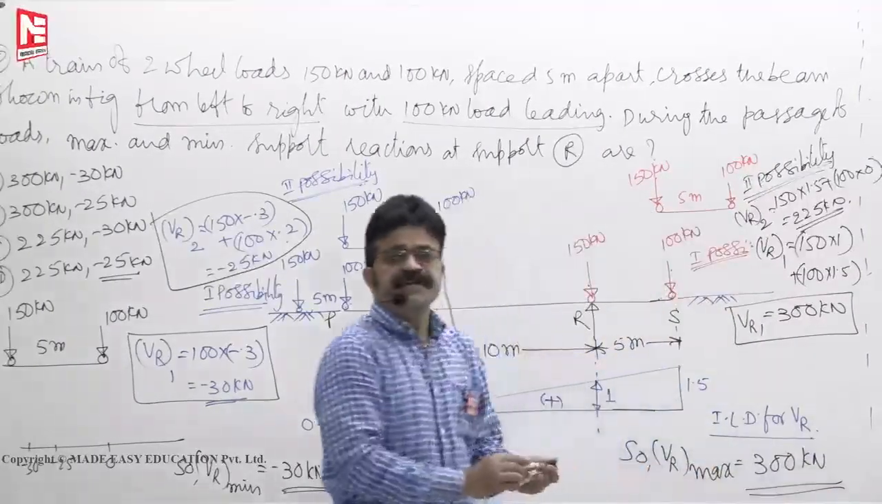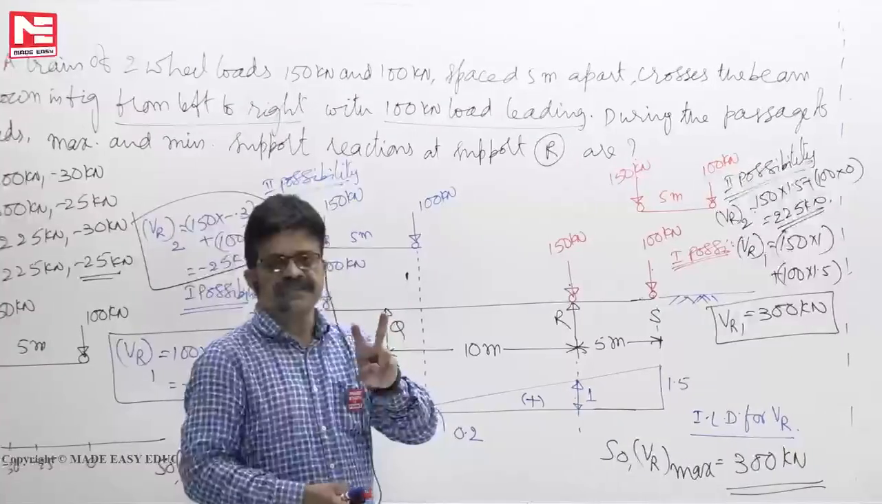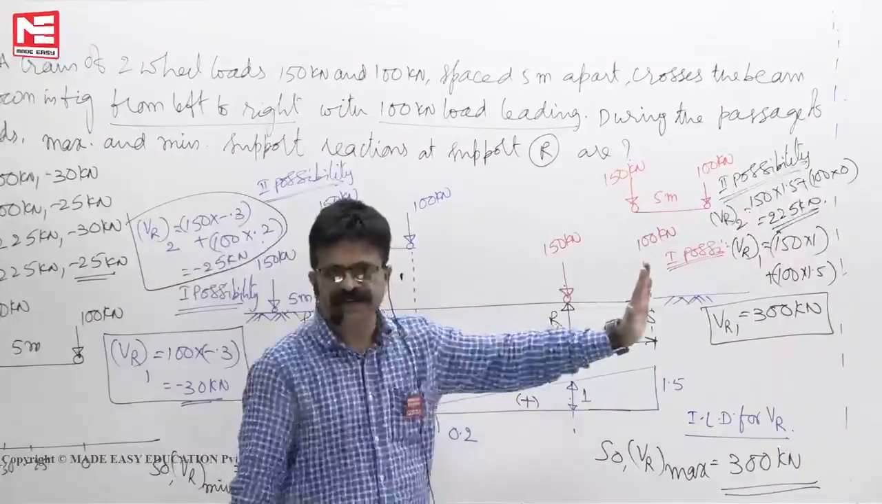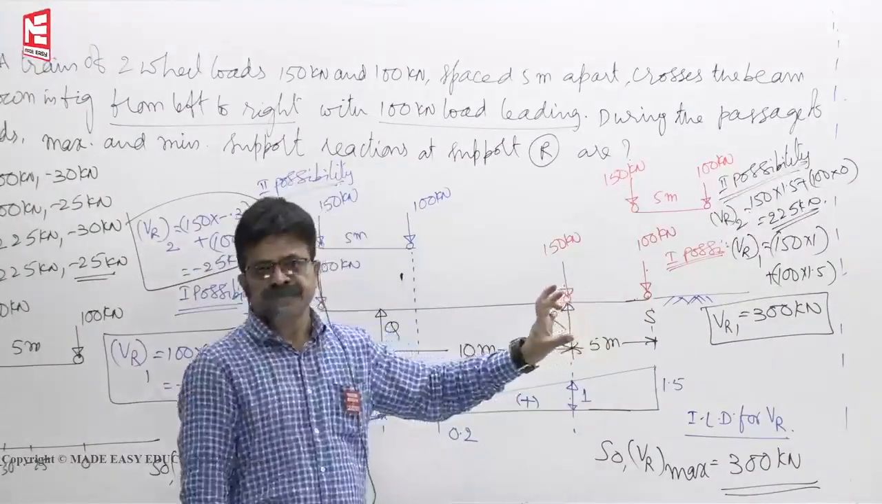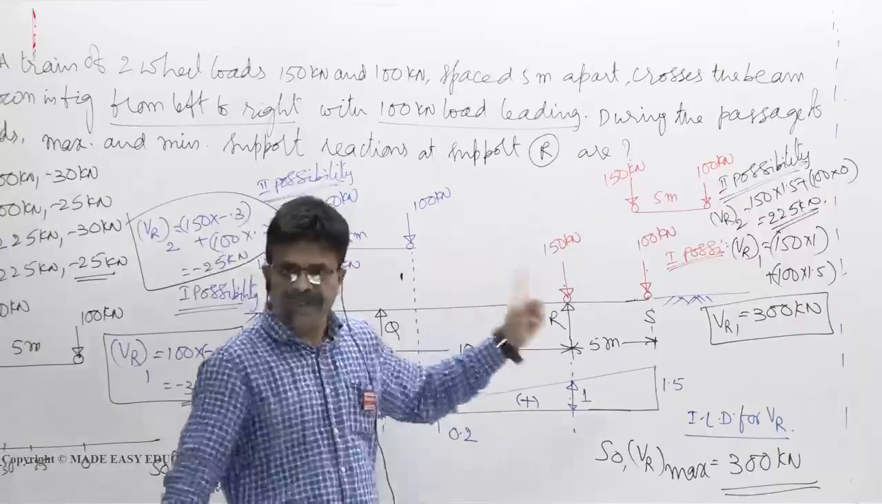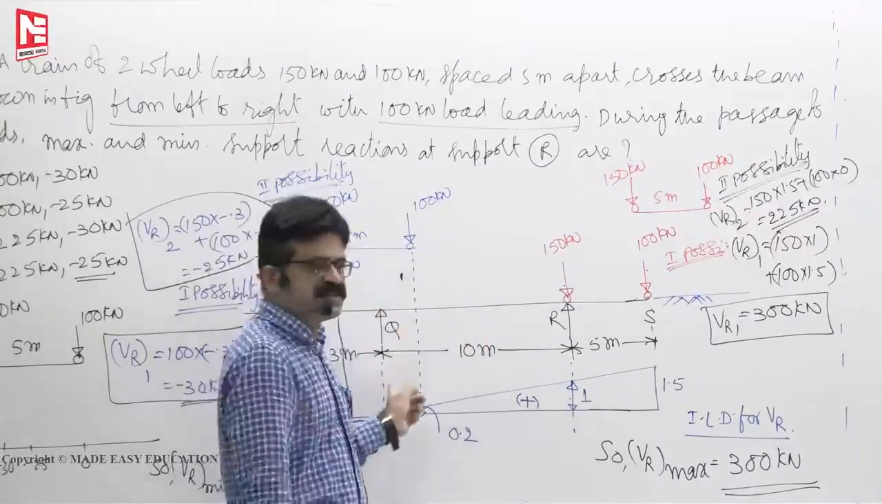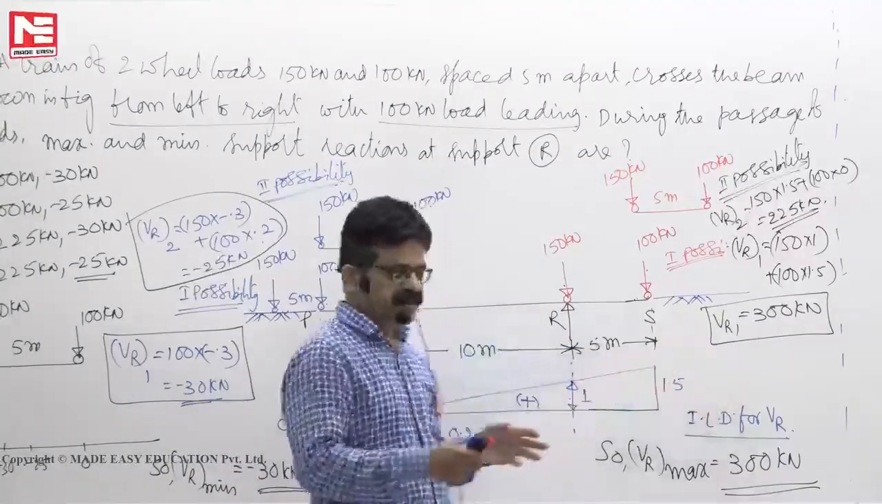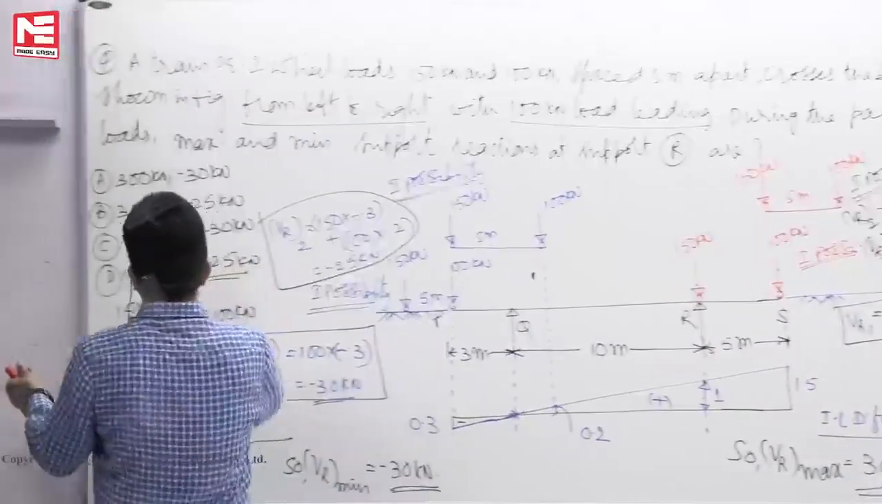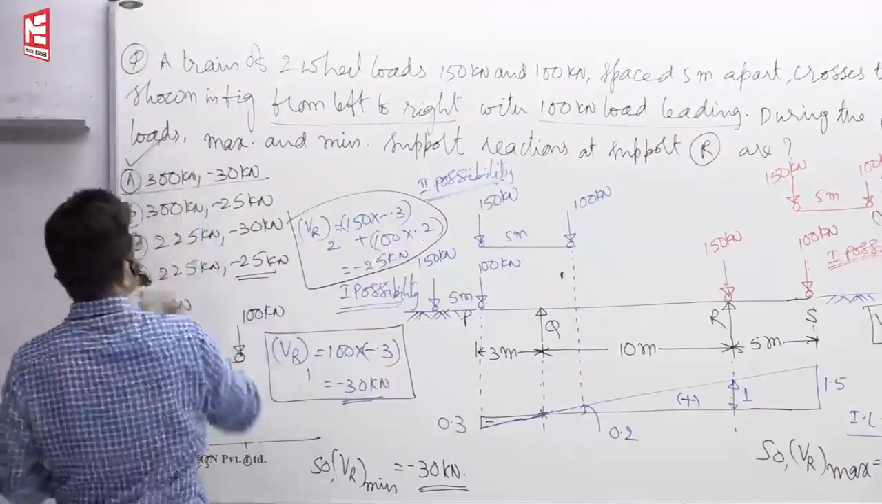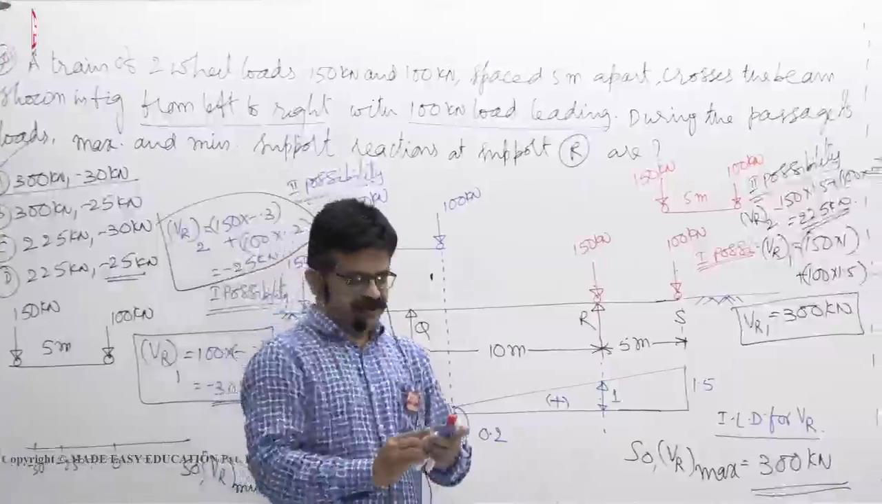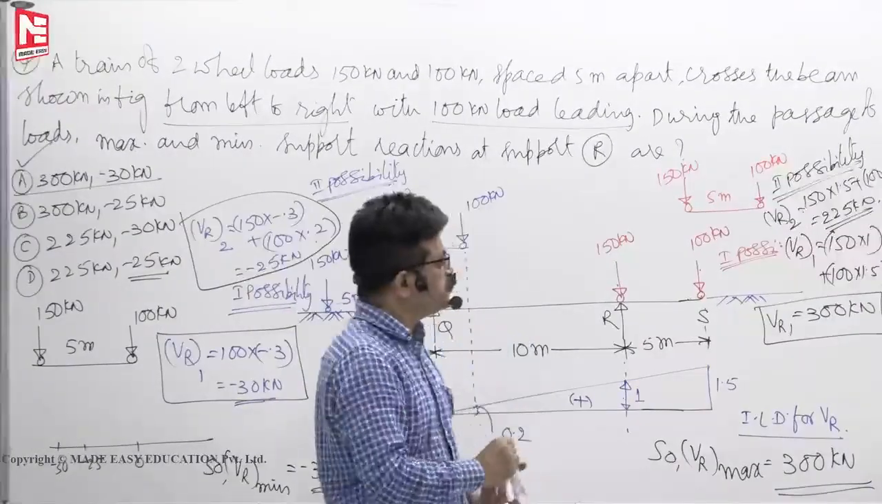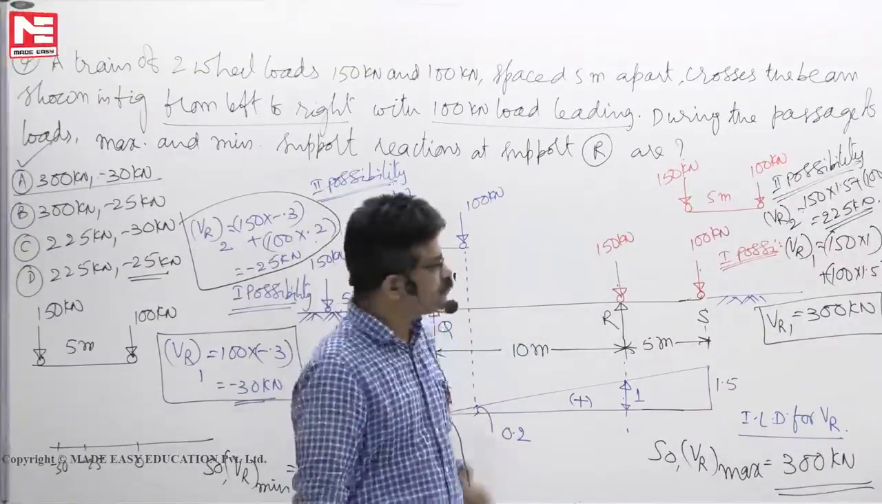So during the passage of these two sets of load moving from left to right, with 300 kilonewton with 100 kilonewton load leading, minimum reaction is minus 30, maximum reaction is plus 300. So accordingly your option is this one. This is the scope, the gate. It should be over in 2 minutes time in the exam.